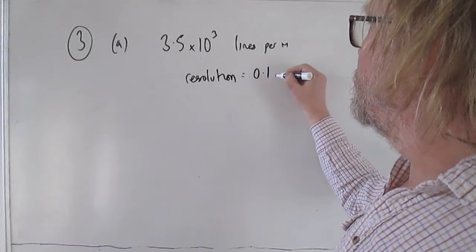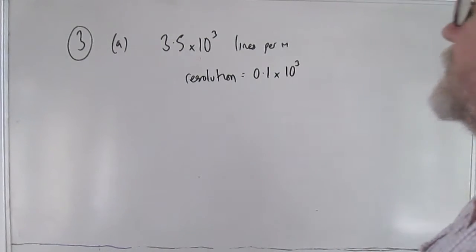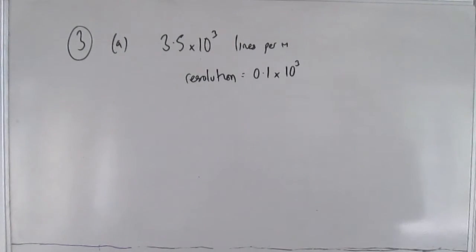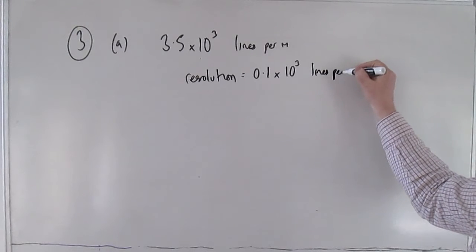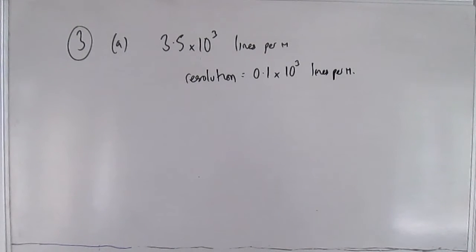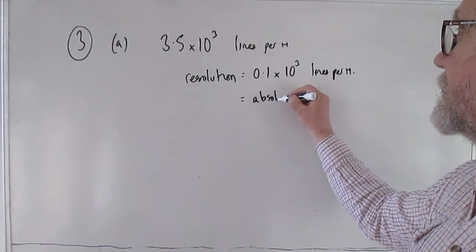is 0.1 times 10 to the 3 lines per metre. Because the fact that it's only given to one decimal place there implies that we don't know it any more precisely than that. So the resolution is 0.1 times 10 to the 3 lines per metre. And that's equal to the absolute uncertainty.